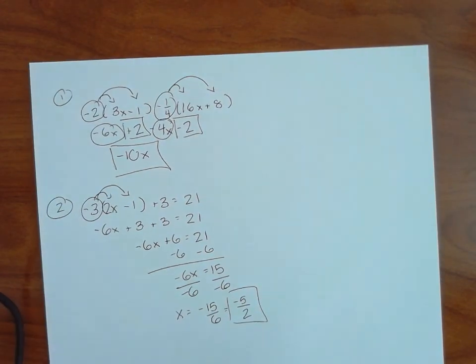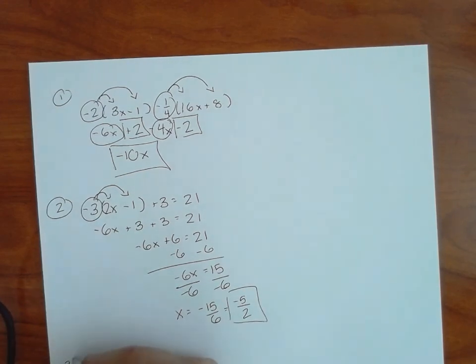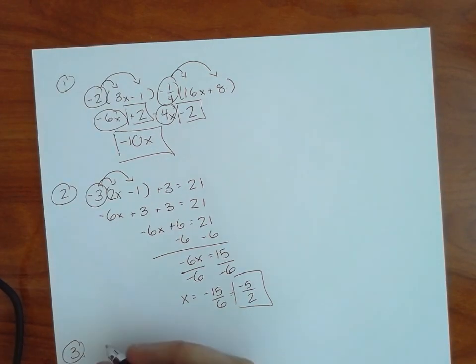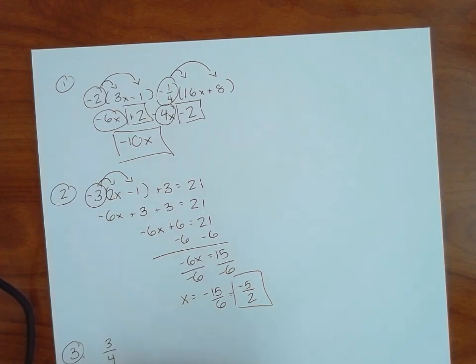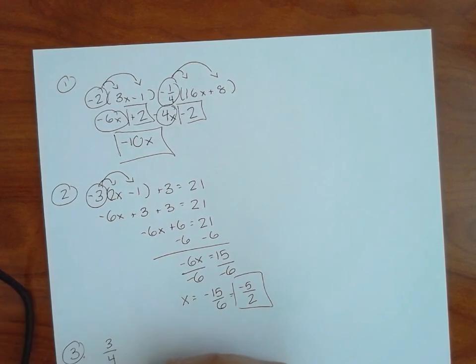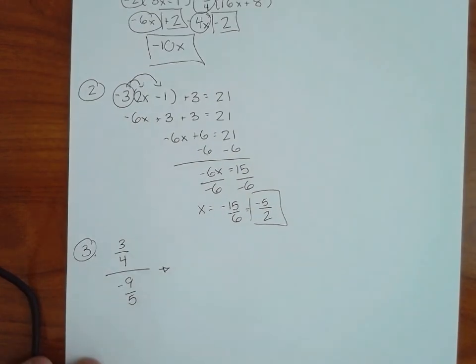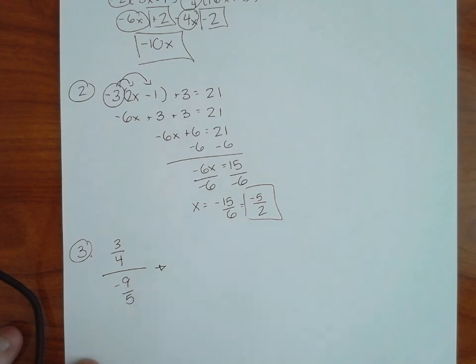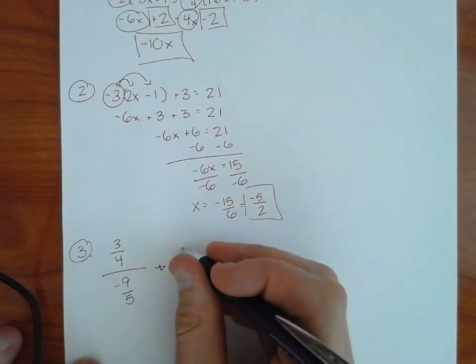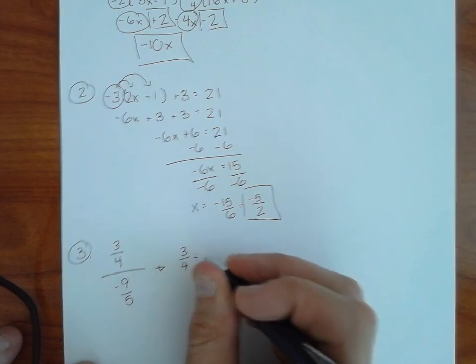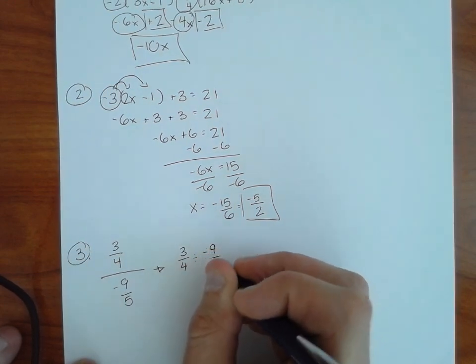Number 3. Number 3 is a complex fraction. Now remember what we talked about in class. Change the way how it looks. Don't keep it as a complex fraction. Rewrite it as a division problem, because all fractions are just division problems. So 3/4 divided by -9/5.